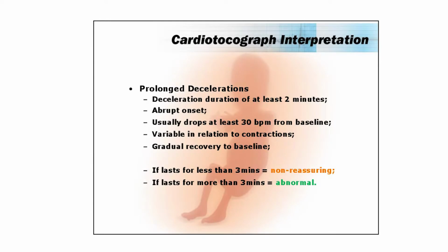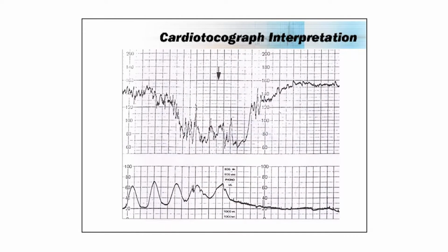In terms of classification, these are the classifications that are used. If it's less than 3 minutes, it's non-reassuring. If it's more than 3 minutes, it's abnormal. So here's an example of a prolonged deceleration. If that had come up 30 seconds earlier, it would be a bradycardia. Sorry, if it stayed down 30 seconds later, it would be bradycardia.